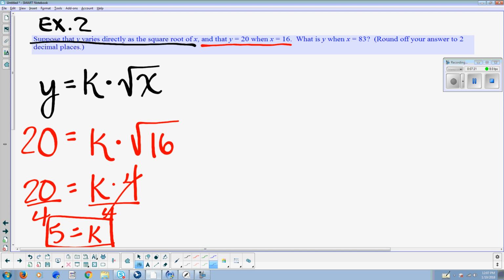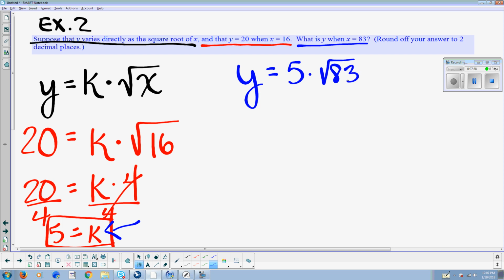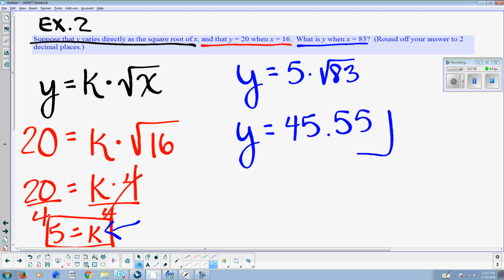Step 3, solve for some unknown using the k that we found in step 2. So what is y? y is the unknown when x is 83. Well, k is 5 and x is 83. Round your answer to 2 decimal places. So I'm going to just use the calculator here and multiply 5 times the square root of 83. And I get 45.552, so rounding to 2 decimal places is 45.55.